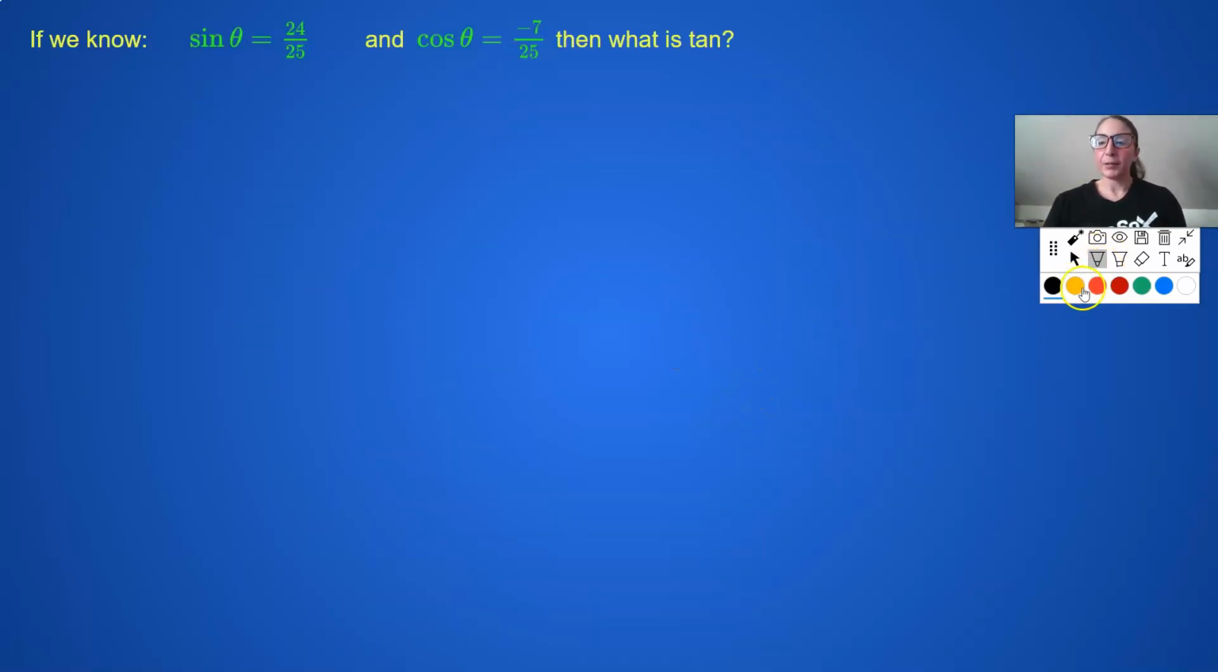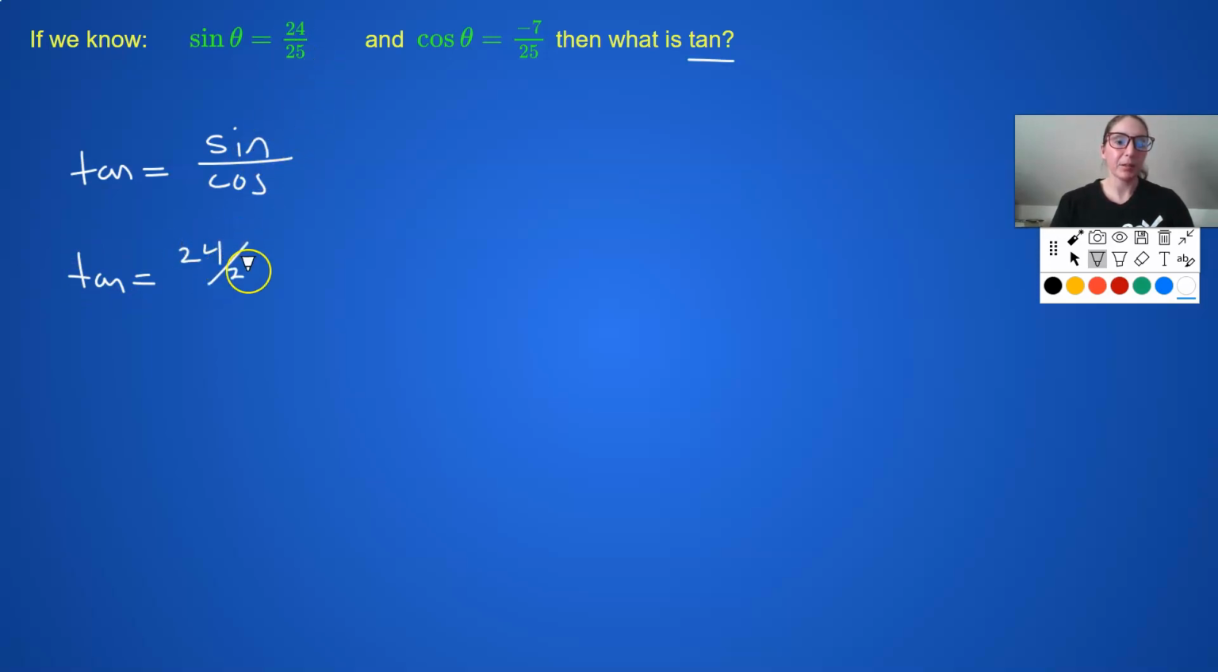So let's say, for instance, I'm going to write in white on this slide. Let's say we knew that the value of sine of theta is 24 over 25, and we also knew the value of cosine at the same theta was negative 7 over 25. Well, using the ratio identity, we could figure out tangent, right? Because I know that tangent is equal to sine over cosine. So then tangent is equal to, well, sine I know is 24 over 25, and cosine I know is negative 7 over 25. Dividing by a fraction is the same as multiplying by its reciprocal.